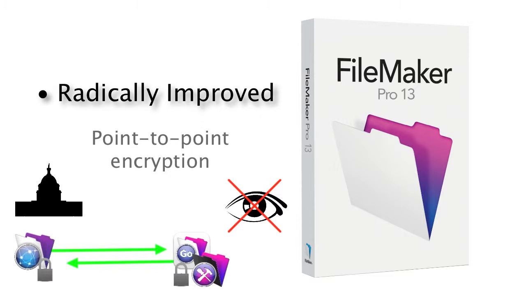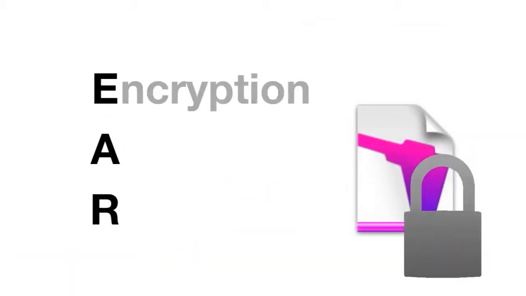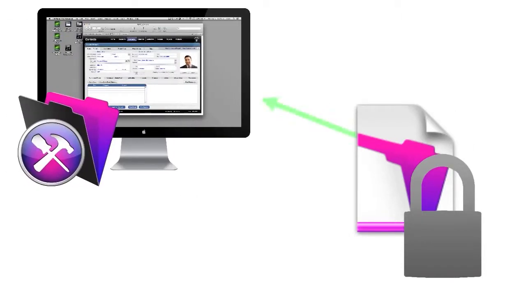FileMaker 13 offers point-to-point encryption as well as the brand new Encryption at Rest capability, where it actually encrypts the FileMaker file itself as it resides on the user's machine or on the actual FileMaker Server itself. This provides complete encryption from the FileMaker file itself all the way across the wire to the user's machine where they're actually accessing it.